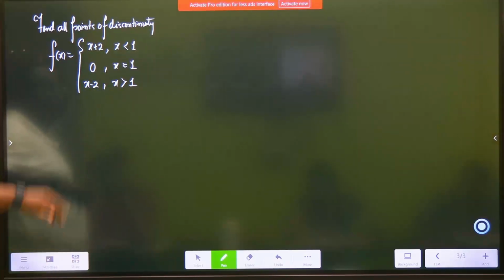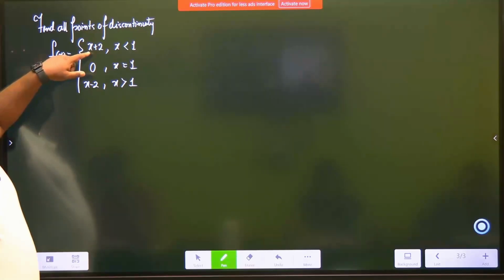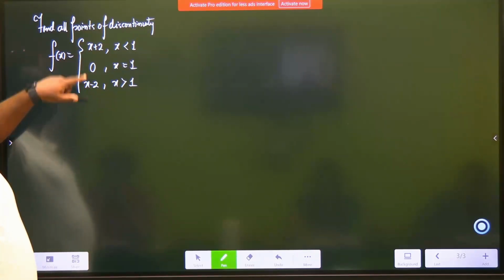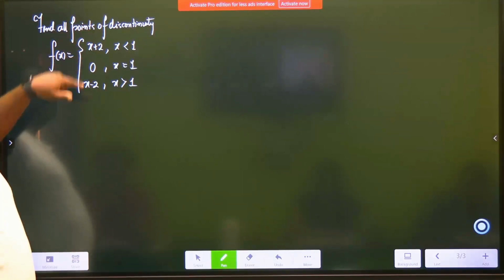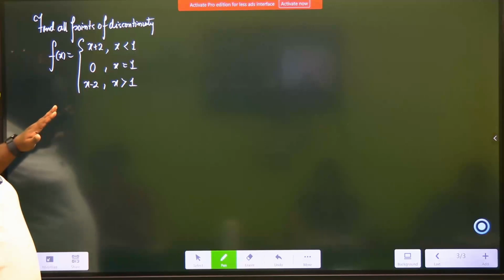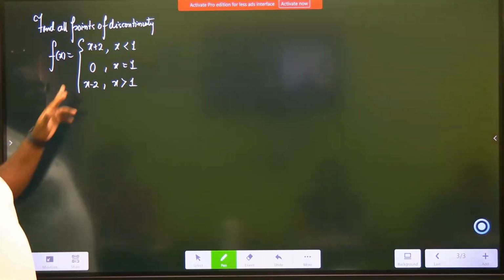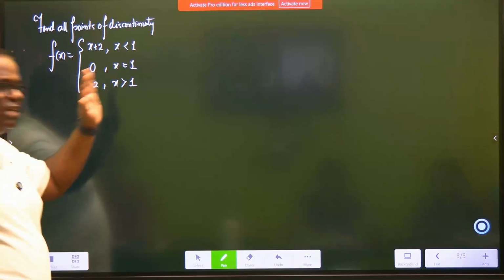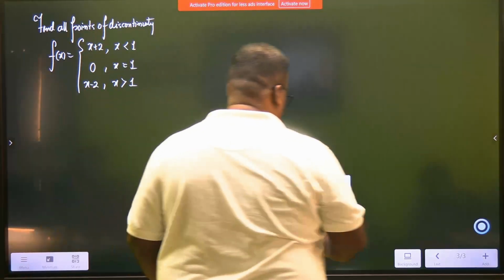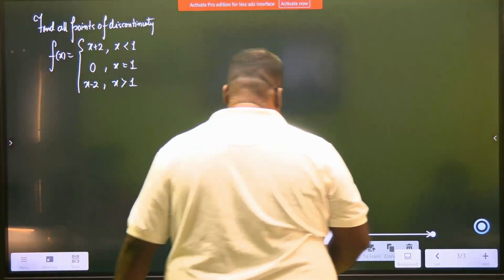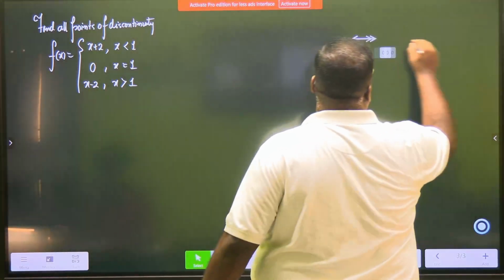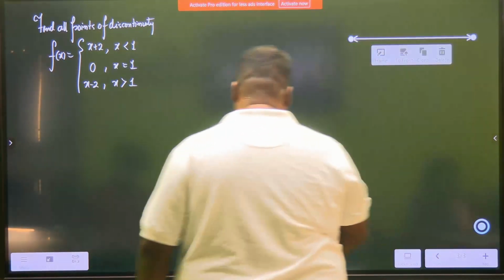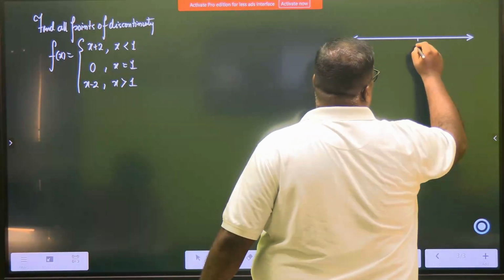Common sense. If we see x plus 2, x minus 2, this should touch 2 and the slope is 1, 45 degrees. This should touch minus 2 and the slope is 45 degrees. And at x equal to 1 something is happening, so x equal to 1 we have to check. Okay. So our thought process becomes that something at 1 is happening.